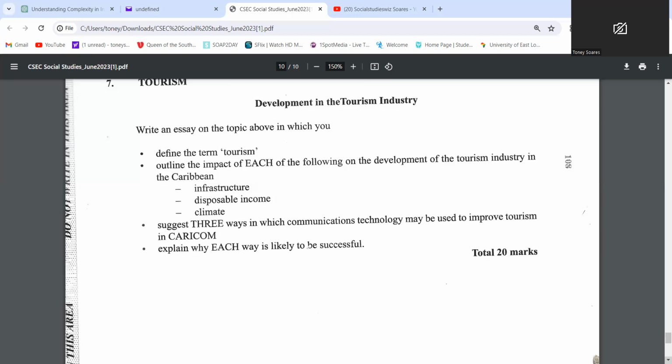Good. The next part of the question says, suggest 3 ways in which communications technology may be used to improve tourism in CARICOM. And then you explain why each way is likely to be successful.